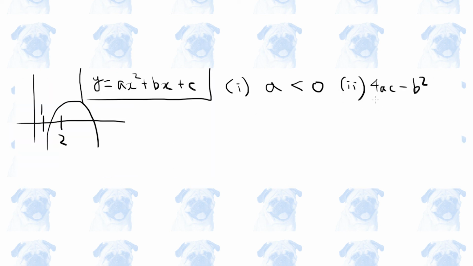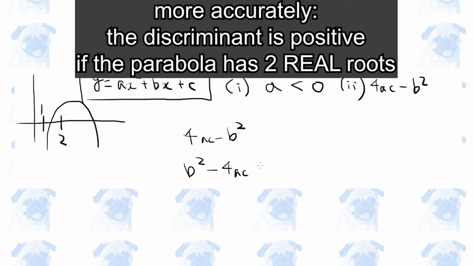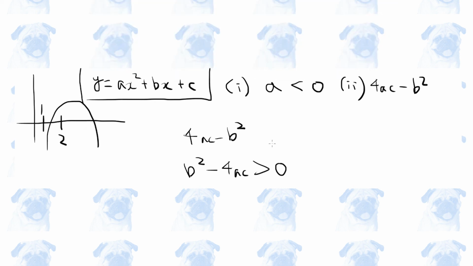Part 2, we need to figure out whether 4ac minus b squared is greater than or less than 0. 4ac minus b squared is very similar to the discriminant b squared minus 4ac. Recall that the discriminant is positive if the parabola has two roots. Now 4ac minus b squared is minus (b squared minus 4ac). So this has to be negative.